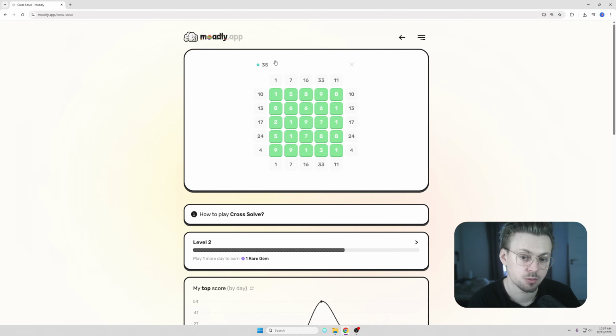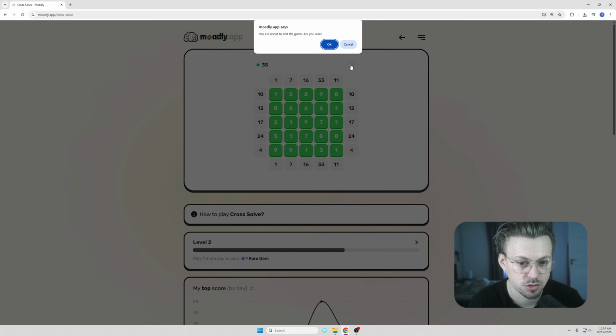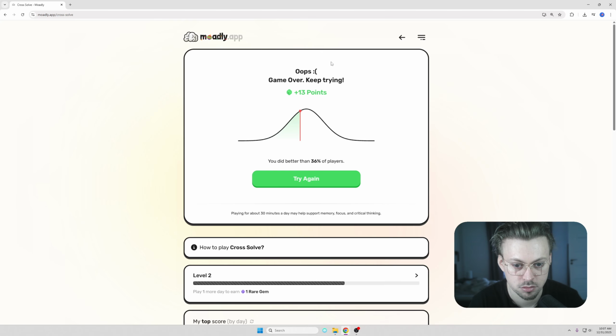So with every grid solved, you get 5 extra steps. And right now we're at 35. We start with 50. So yeah, like I said, that's how you play the game. You solve as many grids as you can, and if you run out of tries, the game ends, or you can just simply close and end the game early, I guess. So yeah, that's it.